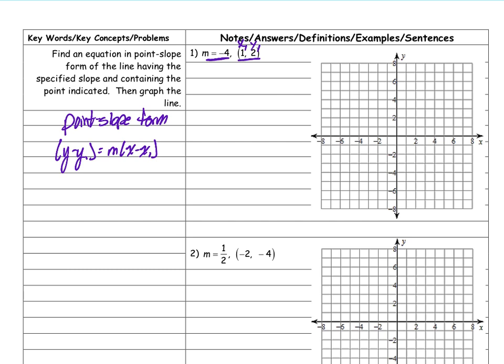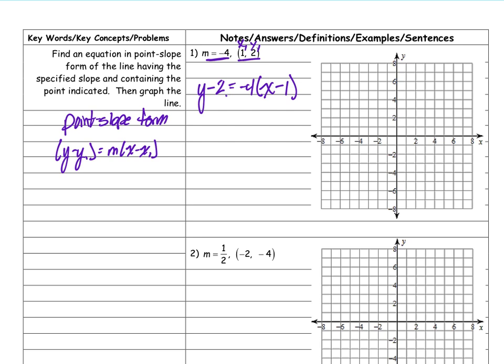So I'm going to take out m, and I'm going to put in -4. And take out x1 and put in 1. And take out y1 and put in 2. So I'm just substituting. That's how I'm writing this equation. So I'm going to do y minus y1 is 2. I really don't need the parentheses. Equals m, which is -4, times x minus 1. And I'm done. There's an equation for the line that I'm going to draw.